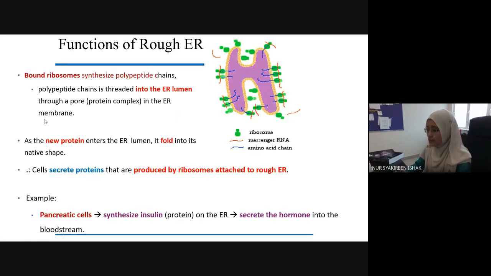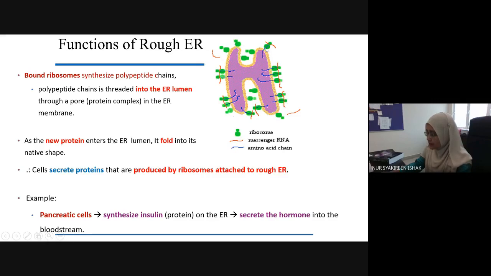Ini saya punya explanation untuk rough ER ni panjang sikit ya, awak punya nota tu dia macam summarizekan sikit. Alright, so it says here, bound ribosome synthesize polypeptide chain. So this is the cisternae of the rough ER, and then outside you have the ribosome, okay, the bound ribosome.